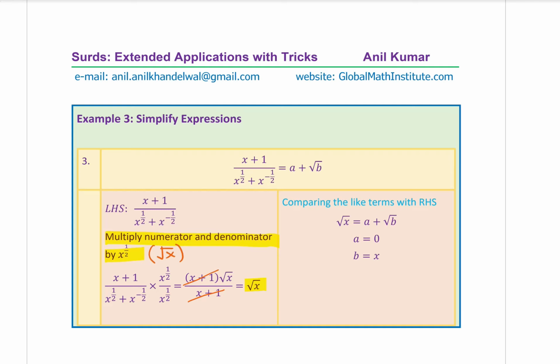Now once you get square root of x, you have to see how it matches with a plus square root b. So square root of x should be equal to a plus square root b. Clearly, a has to be 0, right? And the radical part b should be equal to x, and that becomes our answer. Clear?